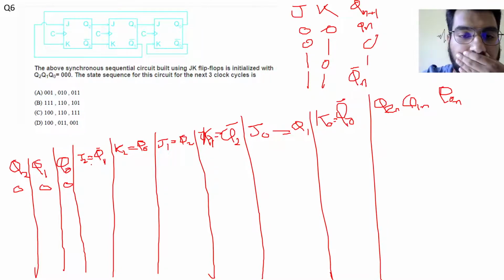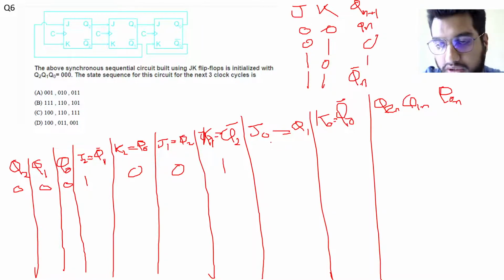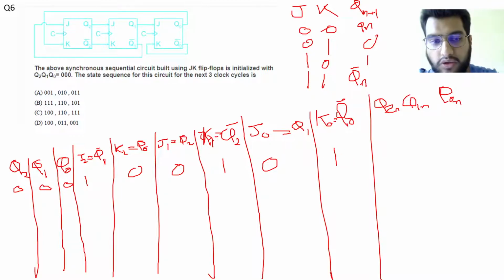So J2 equal to Q1 bar, so it will be 1. K2 equal to Q0, it will be 0. J1 equal to Q2, it will be 0. K1 equal to Q2 bar, it will be 1. J0 equal to Q1 will be 0. And K0 equal to Q0 bar, it will be 1.